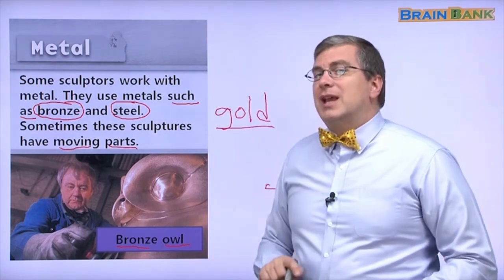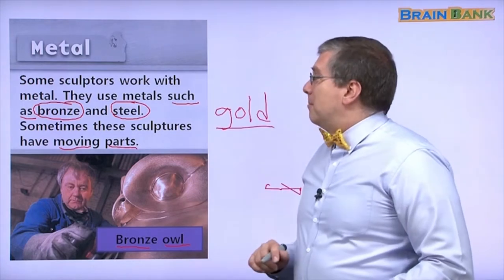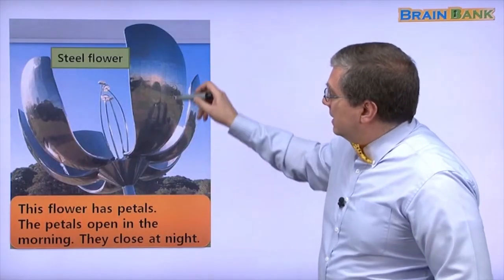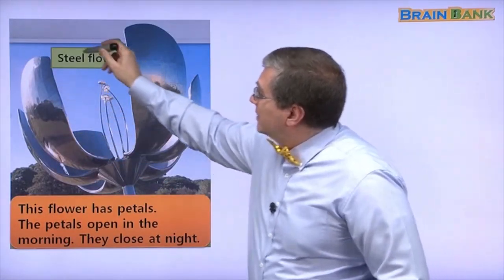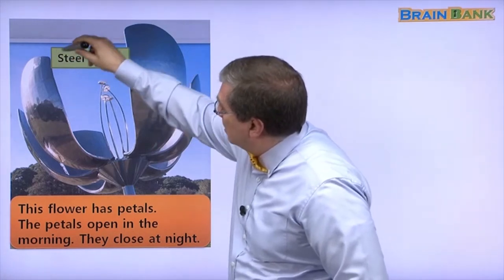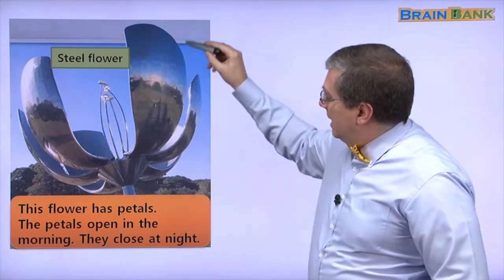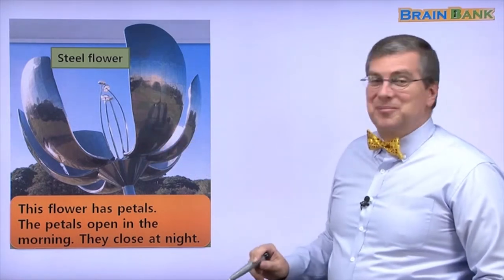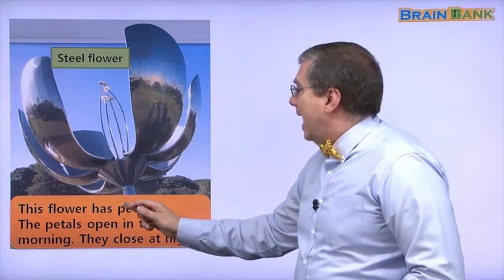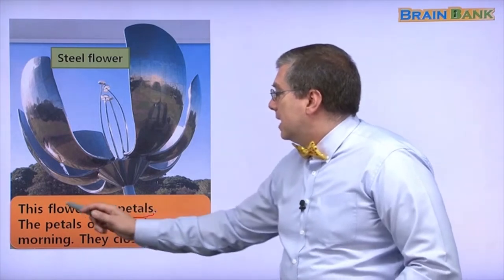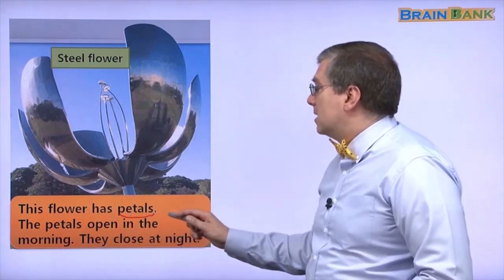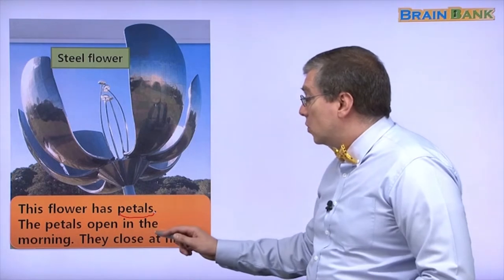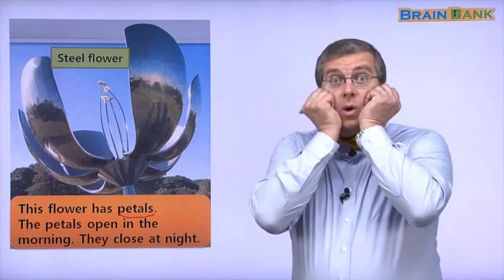Oh, actually, let's look at another example of a metal sculpture. This is a sculpture made of steel. Steel. And what is it? It looks like a flower, doesn't it? Oh, so fun. This flower has petals. The petals open in the morning. They close at night. Wow, that's really cool.